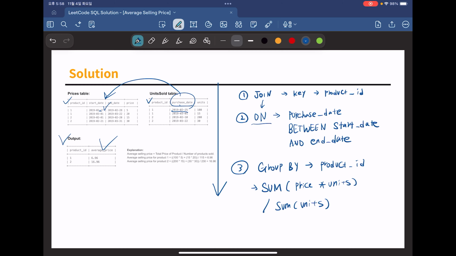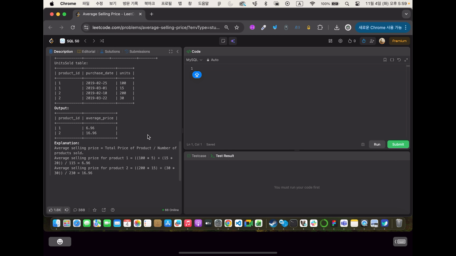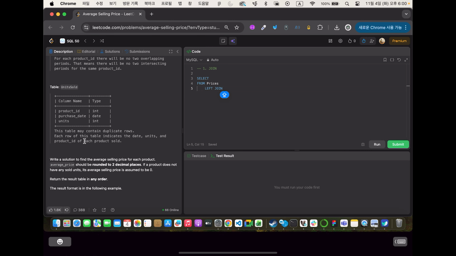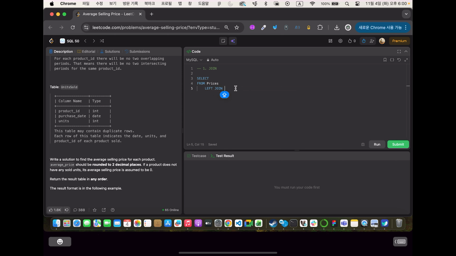I think it's better to show you on the screen and write the query, so let's write the query together. The first step is to do the join first. Let's approach it like this: select from the prices table, and I'm going to use a left join. The reason I use a left join is that there may be products with no units sold, just in case.